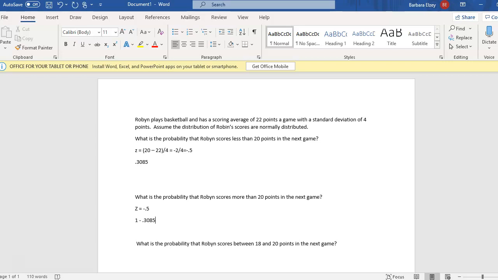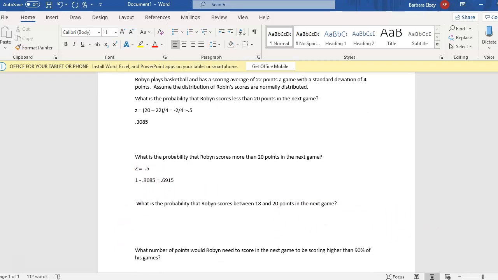So if we subtract 1 minus 0.3085, we are going to get a probability of 0.6915. So notice, less than, we do our z-score, we look it up on the table. More than, we do our z-score, we look it up on the table, but then we subtract it from 1. And then, let's look at our next one.